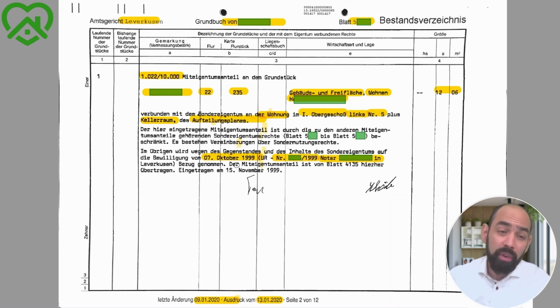It's just that we can find out if it's one declaration of partition or if there may be addendums to that. Those addendums would also be mentioned here in this particular document. Only if you have all those pieces of documents together will you really know what you're buying, and what your rights and duties are as a property owner, as a landlord here in Germany.